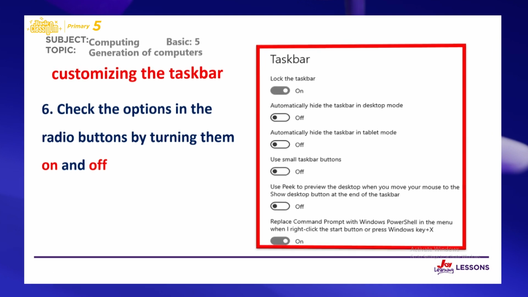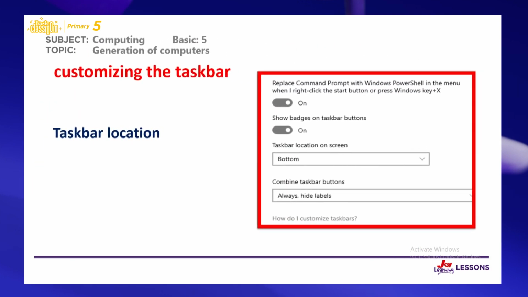Let's look at another thing here also to do. We have replace command prompt with Windows PowerShell in the menu when I right-click the Start button or press Windows key plus X. This is on. If you want to turn it off, you deselect it and it's going to be off. Show badges on taskbar buttons. This is also on. If you deselect it, it will be off.